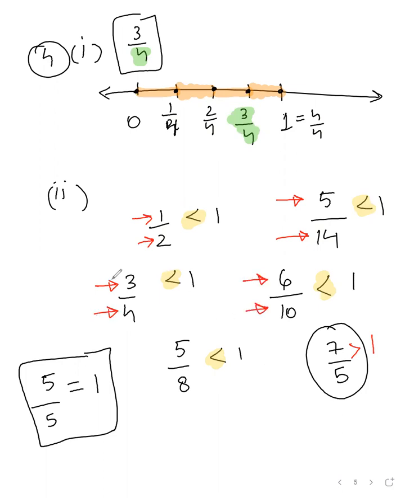Because अभी आप इसको देखो, for example, 3 by 4 को देखो. So we can write 1 as 4 by 4. 1 is equal to 4 by 4. Yes. So 3 by 4 is obviously less than 4 by 4. That is why 3 by 4 is less than 1. Did you understand? Yeah. Okay. So now, coming to this point that 5 by 8 is less than 1.